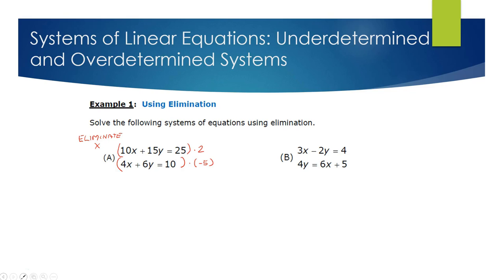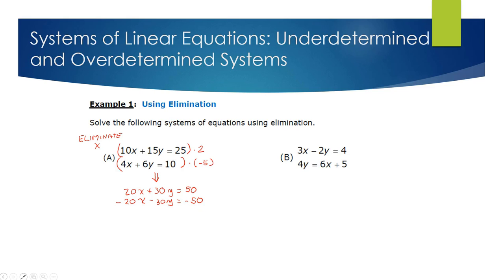So I'm going to take the top times 2 and the bottom times negative 5, because that'll put a 20x on top and a negative 20x on the bottom. And if I add those two equations together, they're going to cancel. If I carry that out, you can see what happens. The top equation goes 20x plus 30y equals 50. The bottom equation goes negative 20x minus 30y equals a negative 50.